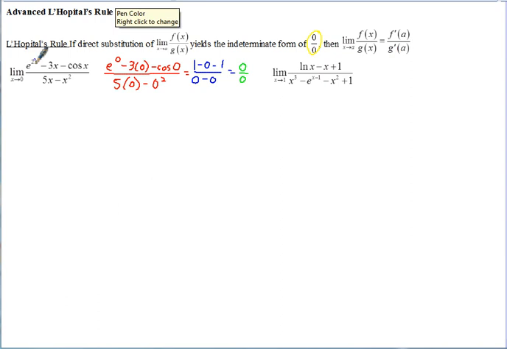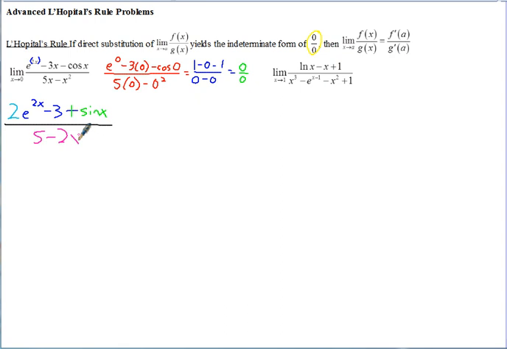If you take the derivative of the numerator, the derivative of e to the 2x, using the chain rule there since we've got 2x inside, stays the same, except we have to multiply by the derivative of 2x, the function inside, which is 2. Then the derivative of negative 3x is negative 3, and the derivative of cosine x is negative sine x, so that changes it to a plus sine x. And then the derivative of the denominator is just 5 minus 2x.